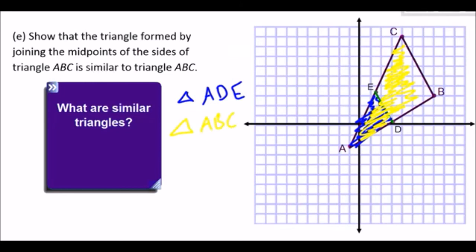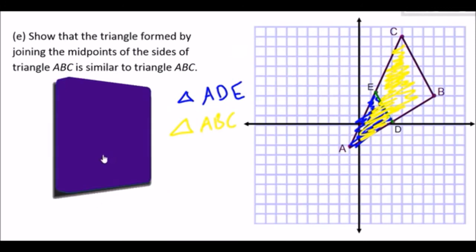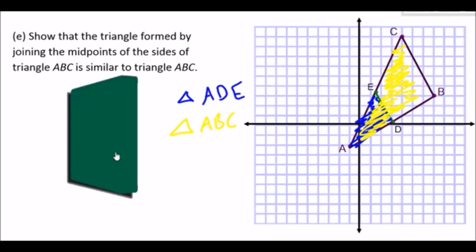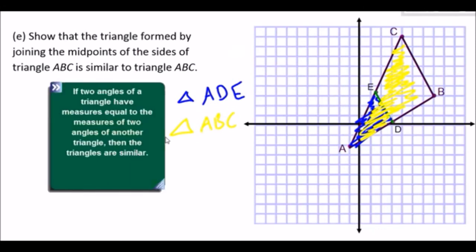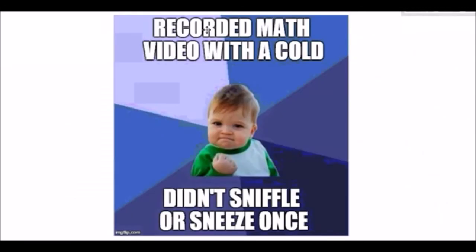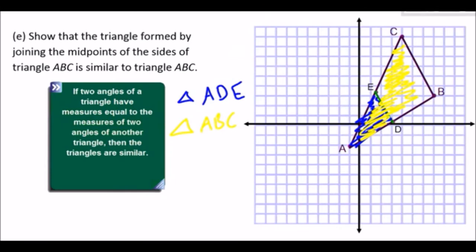So how do we know if triangles are similar? Technology. If two angles of a triangle have measures equal to the measures of two angles of another triangle, then the triangles are similar. So that's pretty formal. Let's make sure that we understand what that means.